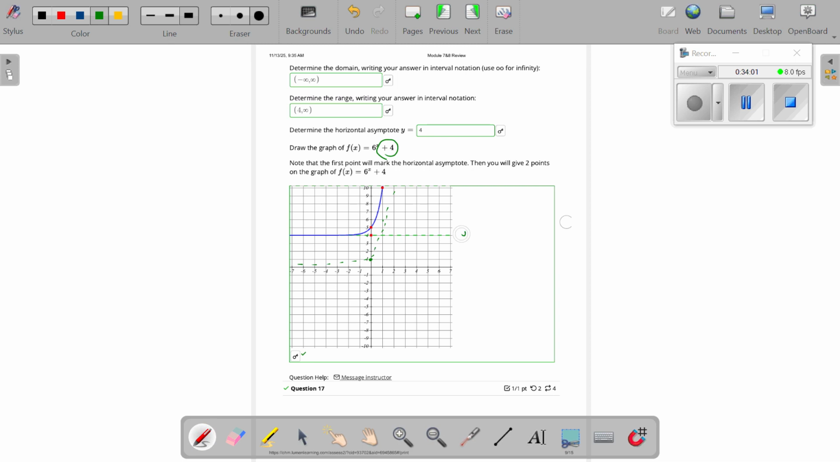Now it's moved up. So the new asymptote is at y equal to 4, and the points will be moved up 4. This point will be moved up 4. This one also will be moved up 4. So this is my graph. The domain is negative infinity to infinity, and the range will be from 4 to infinity.